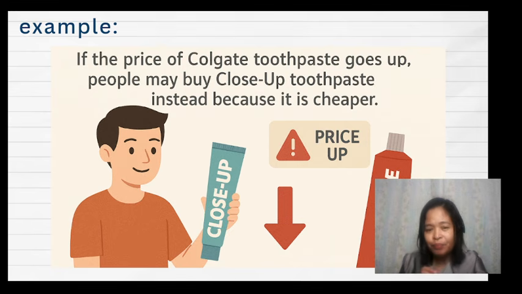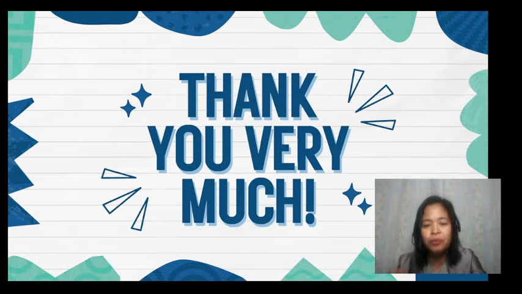Instead, because the Close Up now is cheaper than the Colgate. All right? So that is prices of related goods. Kung merong mahahanap ang mga customer natin na substitute ng product natin, they will buy yung mas cheaper kaysa produkto na mahal. Okay? So that's clear? Okay. All right. So that would be all.